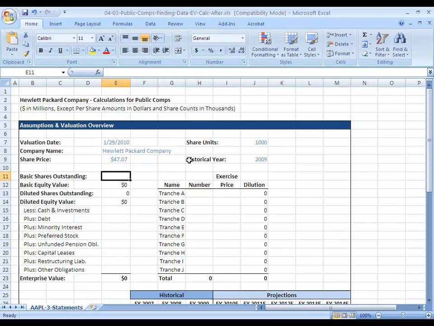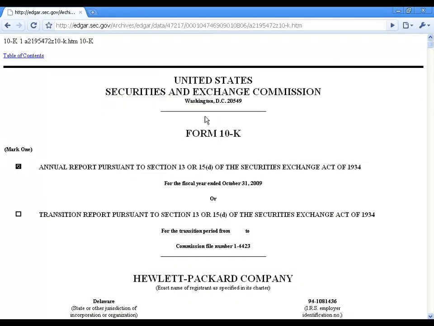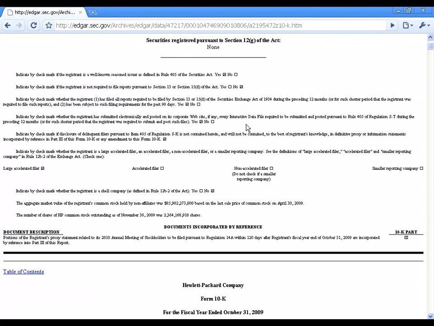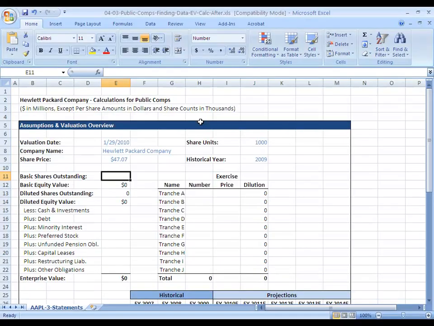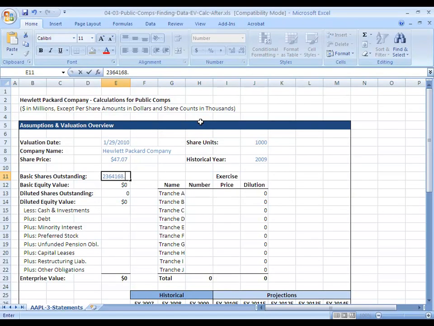So now to get into this information about shares outstanding and enterprise value. For shares outstanding, we want to go to Hewlett-Packard's 10K. There's a link to it right below this video. Normally we pull shares outstanding from the very front of this page. We see the number of shares outstanding as of November 30th was 2,364,168,918. We have to make sure we get the units right here. Remember that this is in thousands, so we want to enter 2,364,168.918.